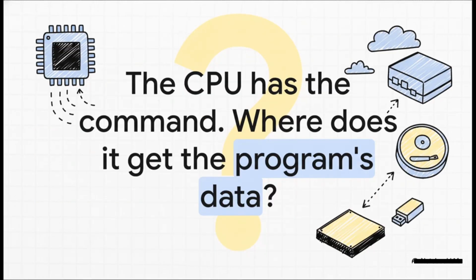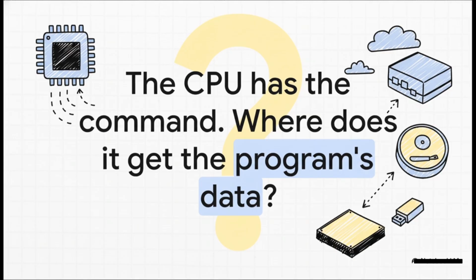Launch this program. The foreman has the blueprint and is ready to get to work. Okay, so the CPU is ready to go. But here's the thing. It's just a processor. It doesn't actually store the application itself. It needs to get the program's files from somewhere. So, where does it go?